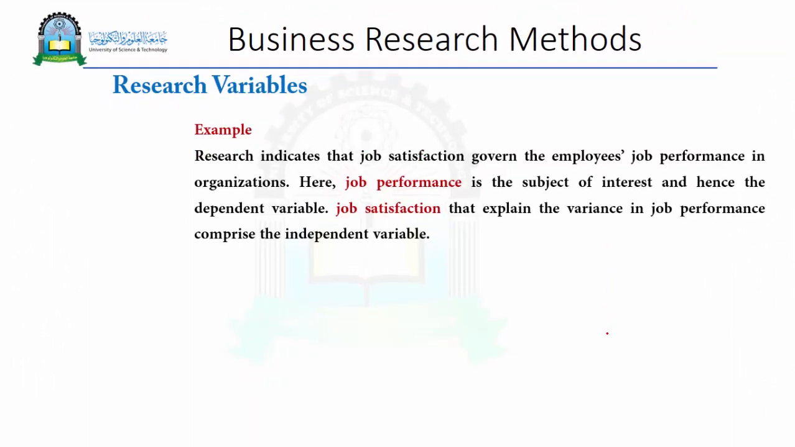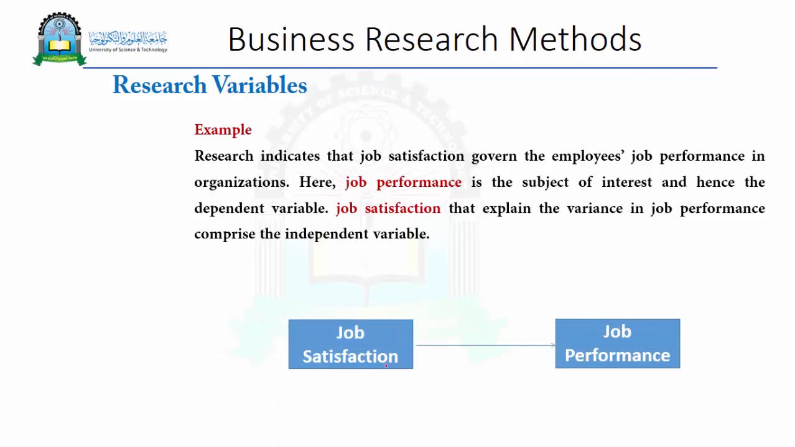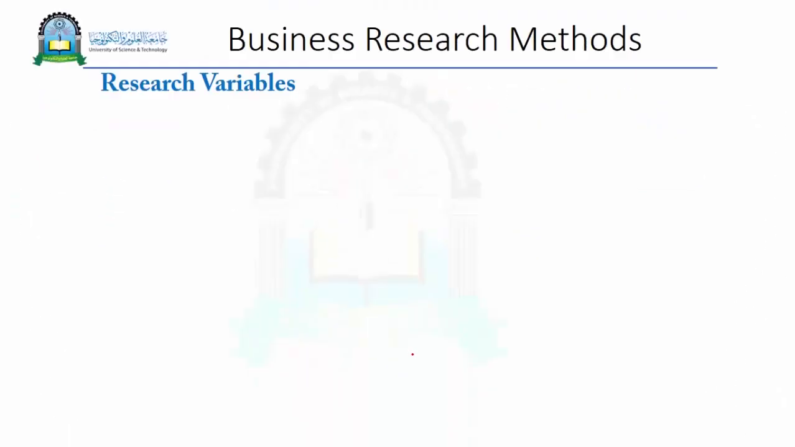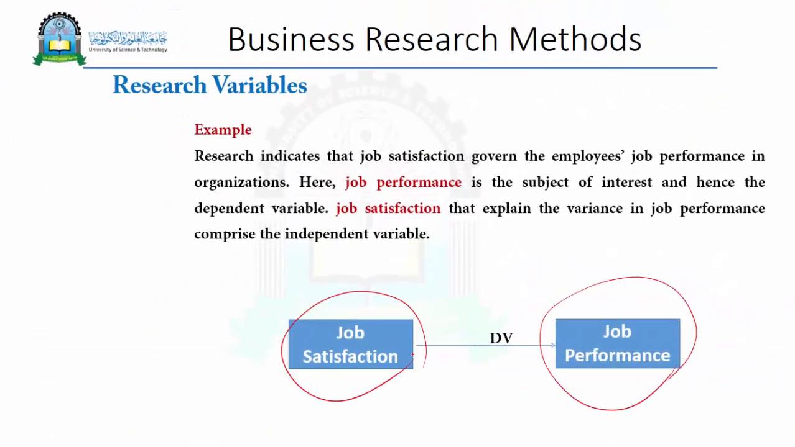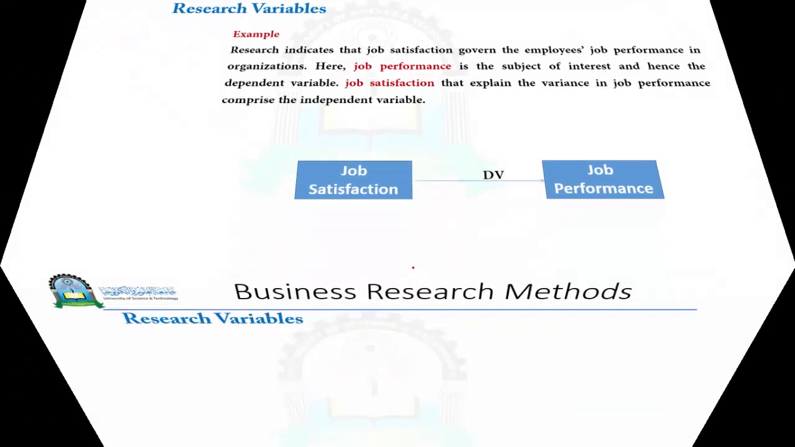An example for that is job satisfaction can have an effect on job performance. So we can assume here that when the employees are highly satisfied, their performance is going to be high, and vice versa. So here the job performance is the dependent variable and the job satisfaction is the independent variable.